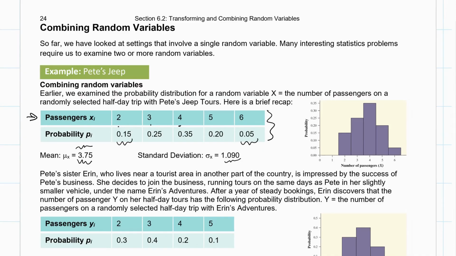It happens that Pete has a sister, Erin, who lives in a tourist area in another part of the country and is impressed by the success of Pete's business, so she decides to join the business running tours on the same days that Pete does, but in a slightly smaller vehicle under the name Erin's Adventures. After a year of booking, Erin discovers that the number of passengers Y, as compared to passengers X for Pete's, for her half-day tour had the following distribution.